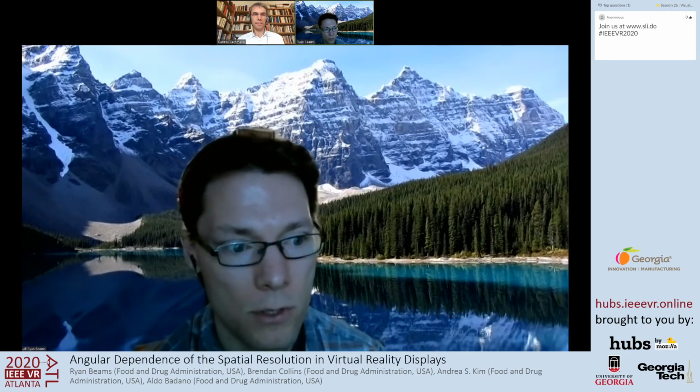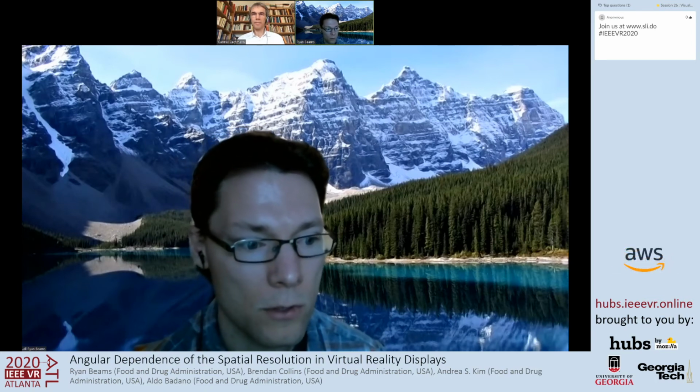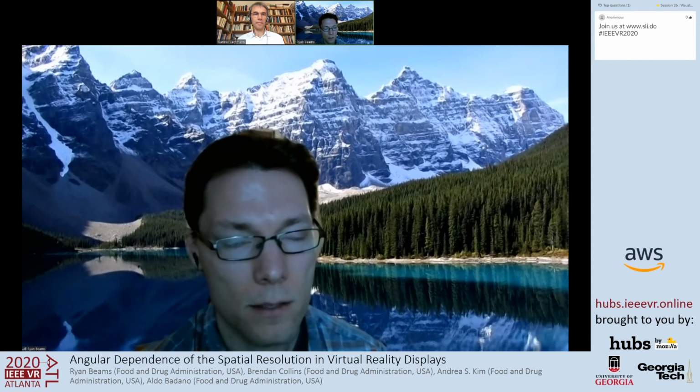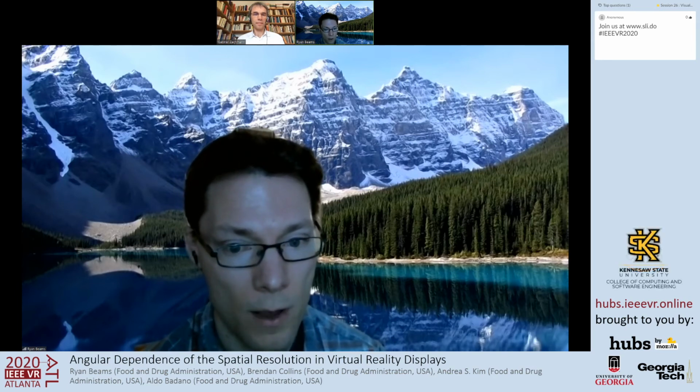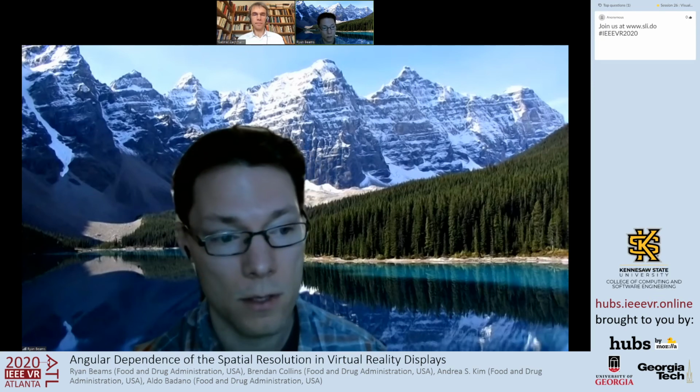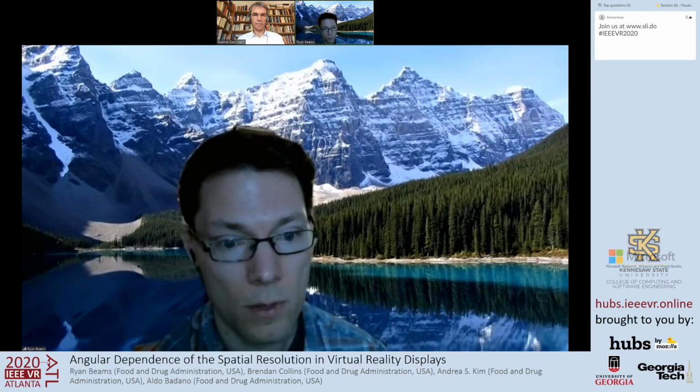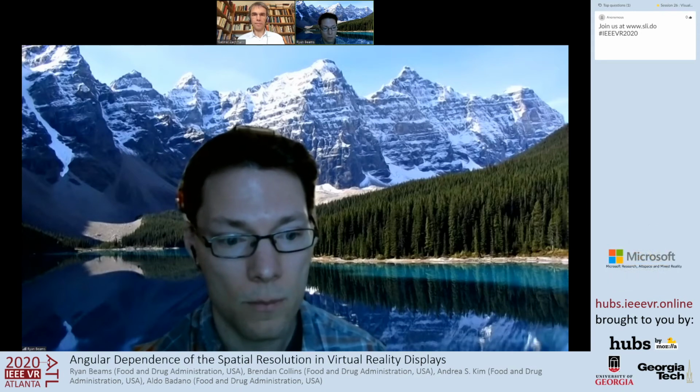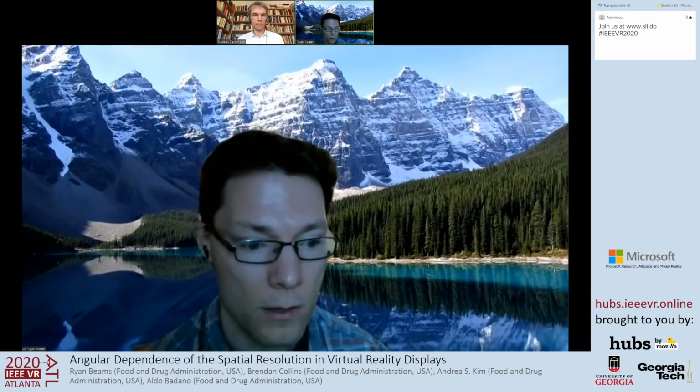One thing we're also interested in doing going forward is there's been some work at Intel looking at using different types of subpixel patterns and seeing how that affects the resolution. This was all done with the same subpixel pattern, but that would be something else to consider as well and see how that impacts the results.